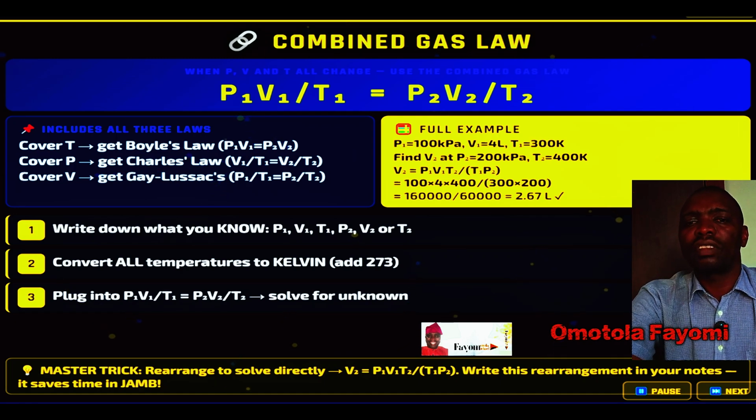Write down the first step method I'm showing you. List what you know, convert to Kelvin, plug in, solve. Apply this method to every gas calculation in JAMB. You will get them all right.